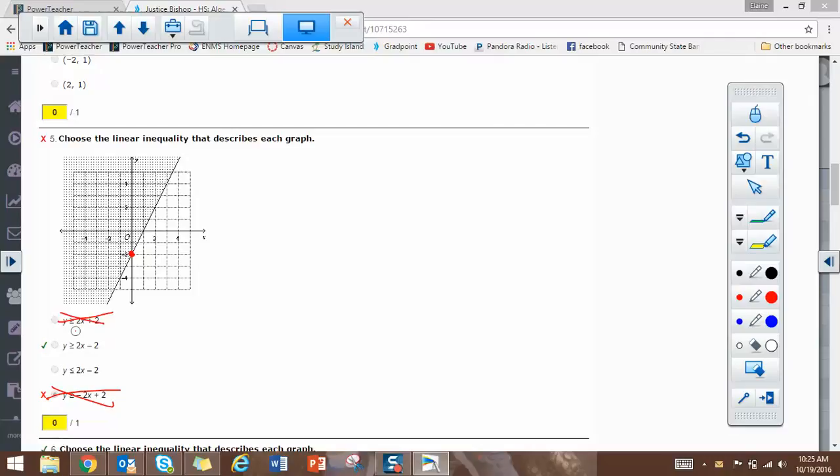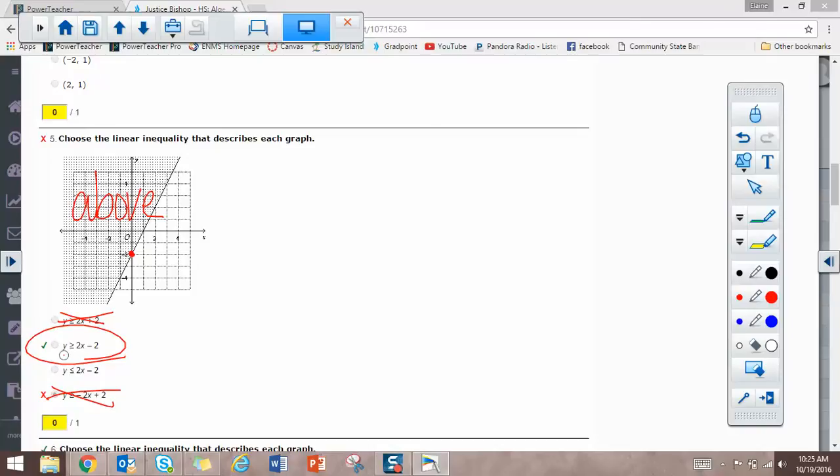Now the question is, is it y is greater than or equal to, or is it y is less than or equal to? As long as the inequality is solved for y, which means the y is by itself, then you can look at the shading. Here, even though this line is slanted, hopefully you agree that this shading is above. So because it's shaded above, it's greater than. When you're given the graph, these are actually kind of easy to figure out just through process of elimination.